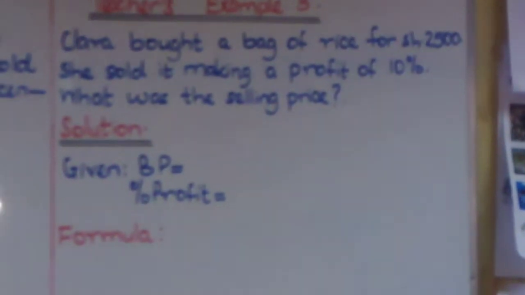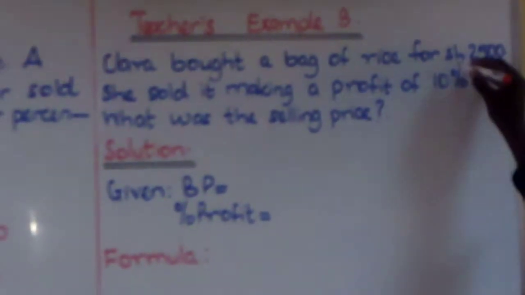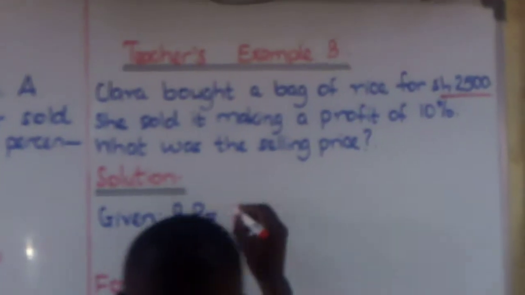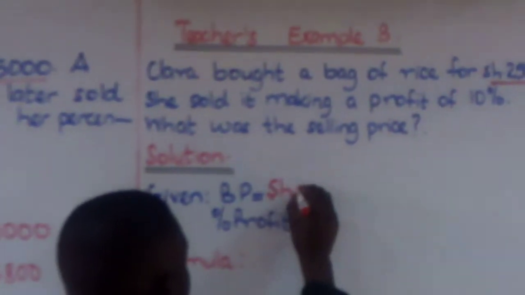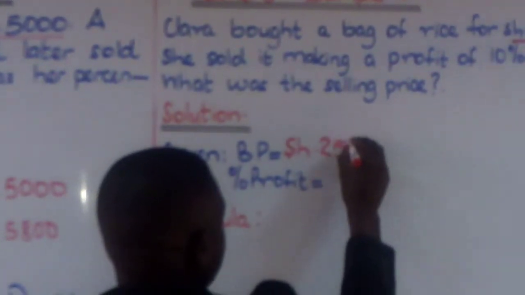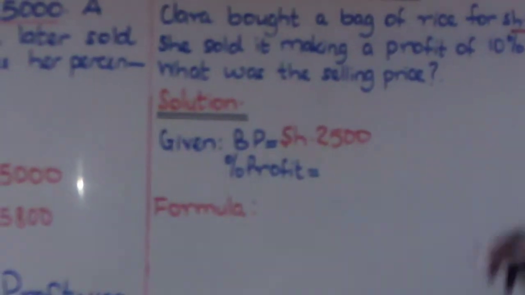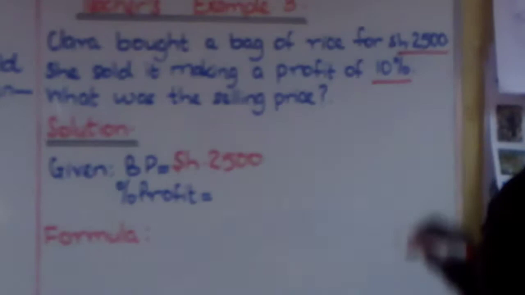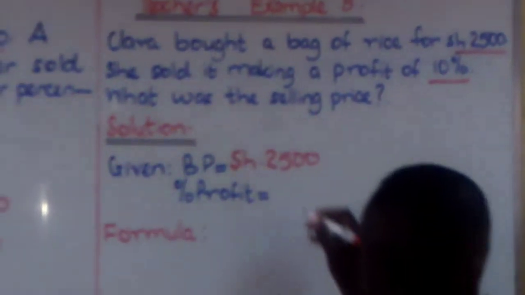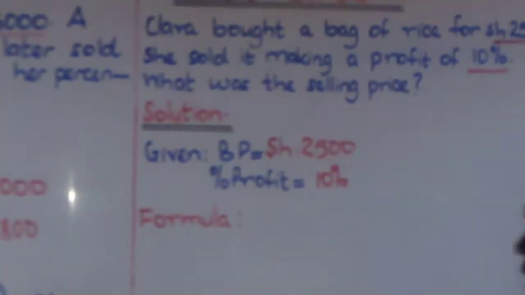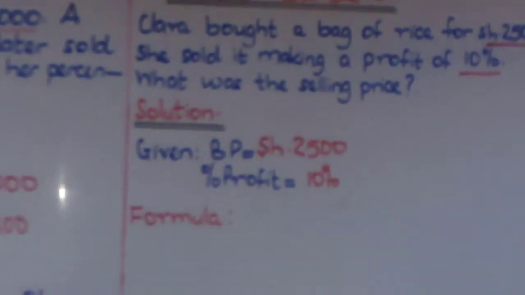Now, let's look at what we are given. We are given the buying price, bought at 2,500 shillings. What else are we given? We are given percentage profit, 10%. Now in this question, we must be very careful.